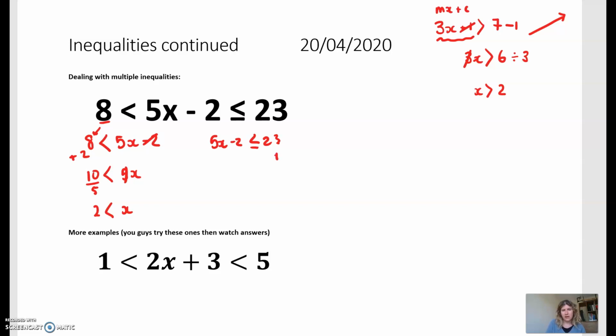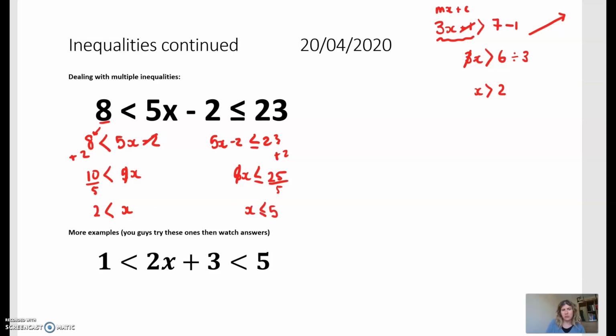Then on this side, we're going to add 2 to that 23. So we've got 5x less than or equal to 25. Then again, we divide through by 5. And we're left with x is less than or equal to 5.